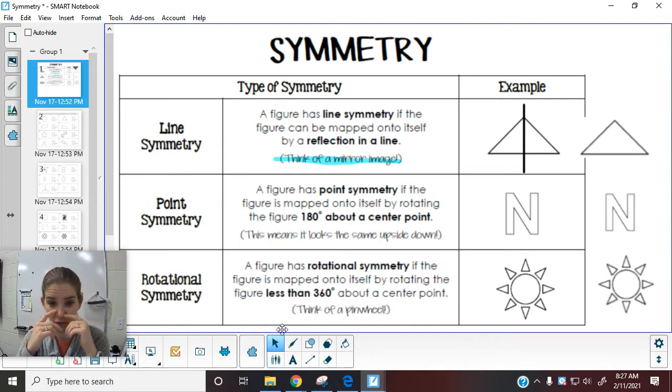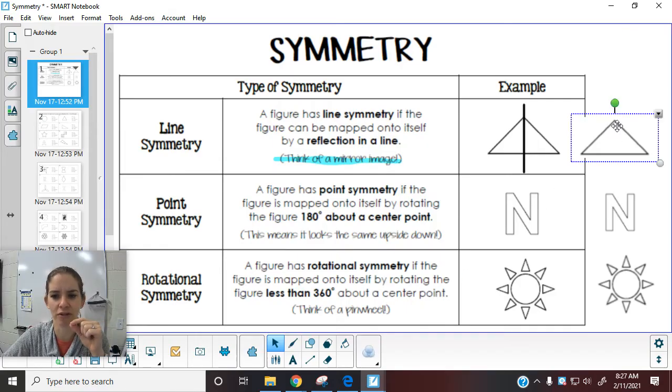Now, point symmetry is a unique case of rotational symmetry. So what we're actually going to do first is define rotational symmetry. A figure has rotational symmetry if the figure is mapped onto itself by rotating the figure less than 360 degrees about a center point.